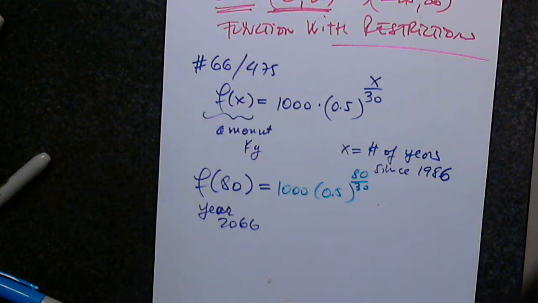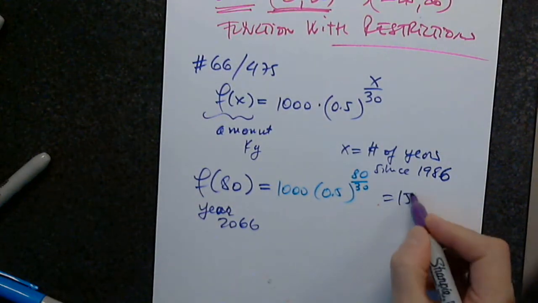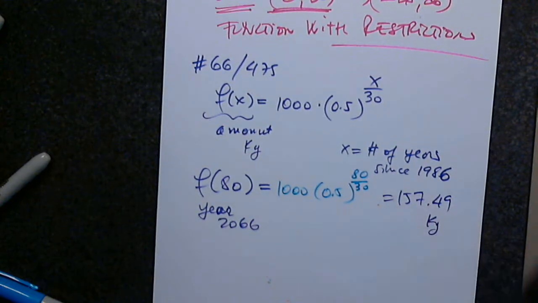So let's plug it in. In y equals, 1,000 in parentheses 0.5, put the power with the caret, in parentheses x divided by 30, close the parentheses, and go to second and table, and put in 80. So the answer is 157.49 kilograms. So now I would like to put in 120.